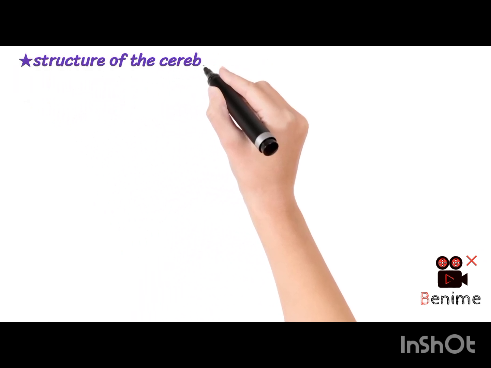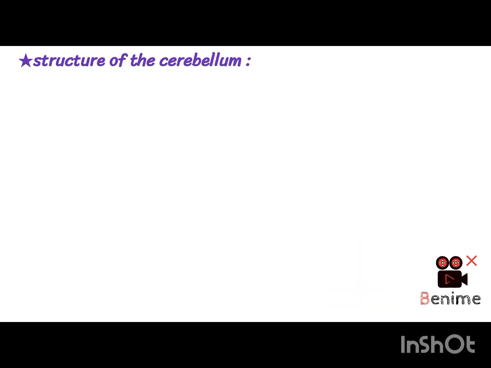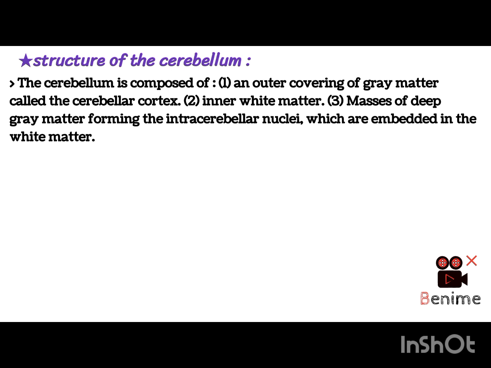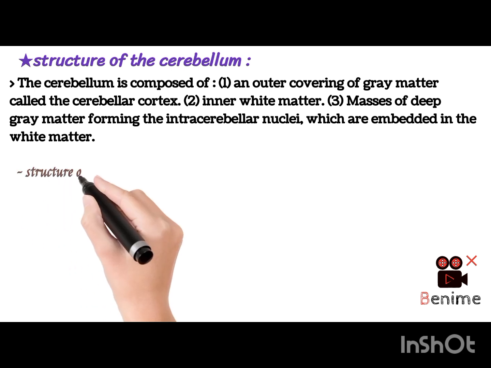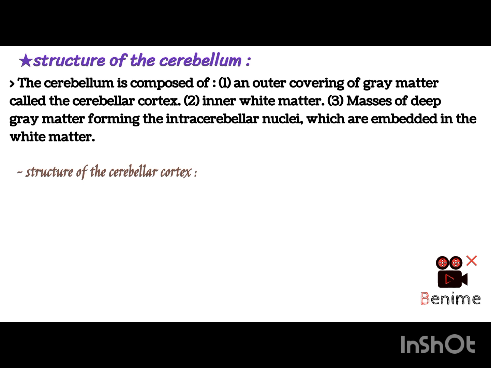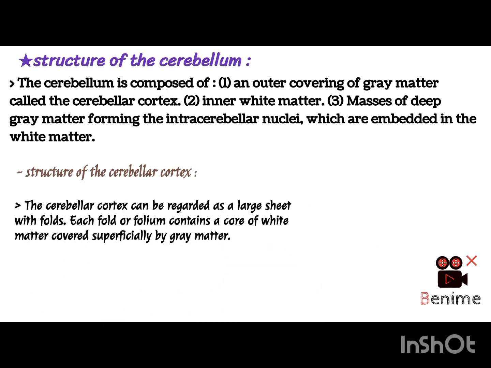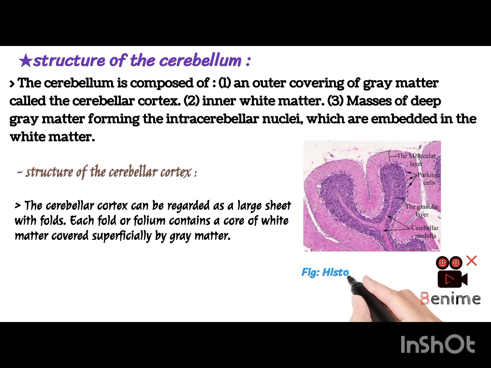Now the structure of the cerebellum. The cerebellum is composed of an outer covering of gray matter called the cerebellar cortex, inner white matter, and masses of deep gray matter forming the intracerebellar nuclei which are embedded in the white matter. Structure of the cerebellar cortex. The cerebellar cortex can be regarded as a large sheet with folds. Each fold or folium contains a core of white matter covered superficially by gray matter. Here we can see in the figure the histological structure.